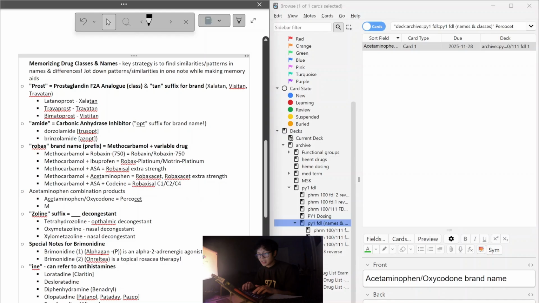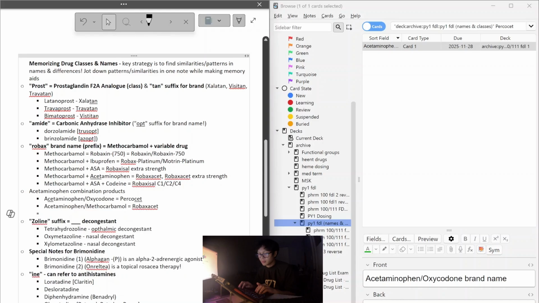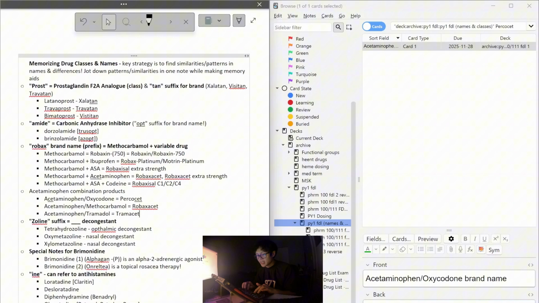There is methocarbamol plus acetaminophen, or acetaminophen plus methocarbamol, gets you Robaxacet. There's also acetaminophen and tramadol, which is an opioid, that'll get you Tramacet.